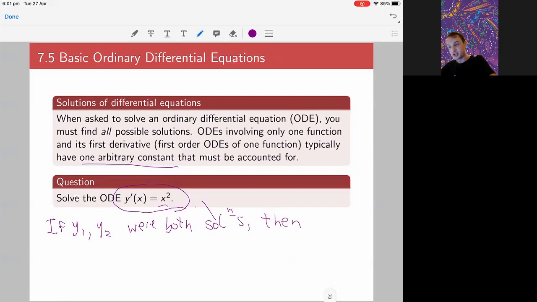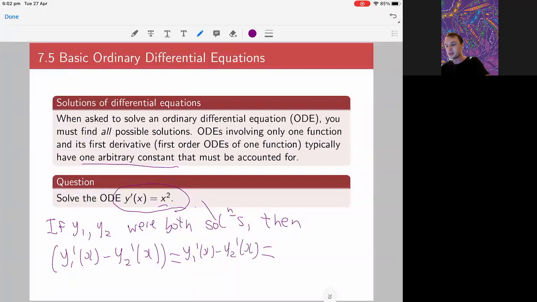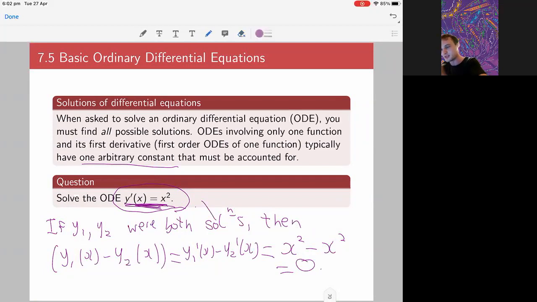then let's differentiate the difference. Let's use Newton's notation: the derivative of y1 of x minus y2 of x. Well, we remember our differentiation laws. This is just equal to y1 dash of x minus y2 dash of x. But we're assuming these both solve this particular equation here, and so what that means is that we get x squared minus x squared equals 0. Oh, sorry, that's a bit silly: the derivative goes on the outside of that bracket. We've now got a function y1 minus y2 whose derivative is 0.